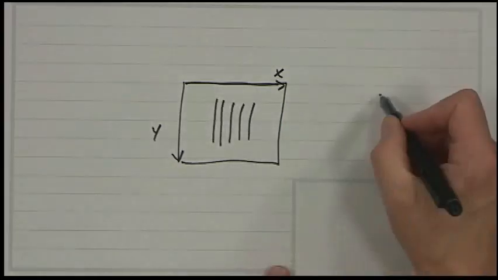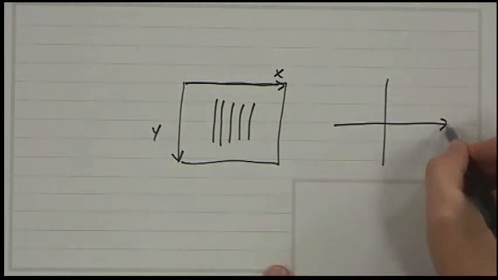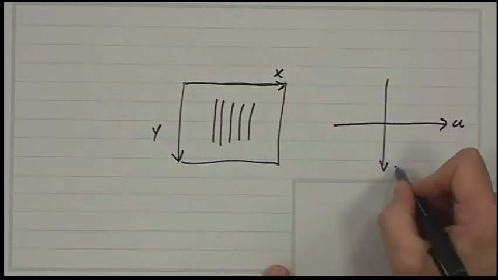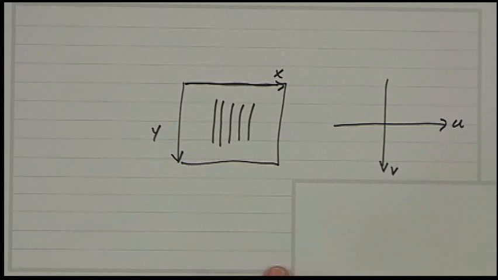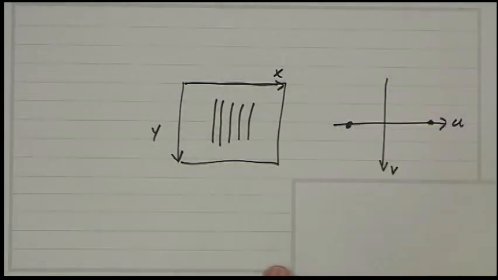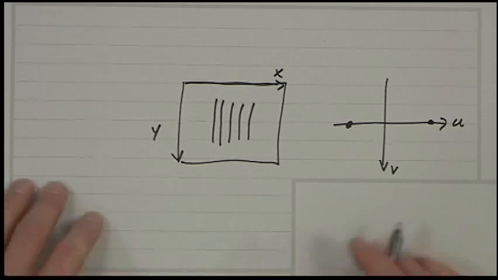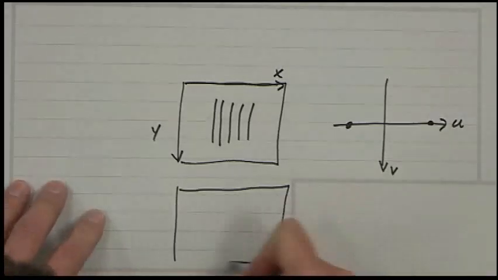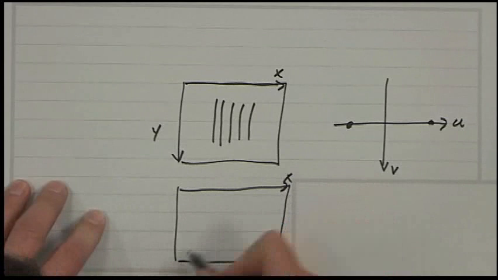Those have high frequencies. So this would be U, and I guess we could draw V down this way just to keep things consistent. So that would have high frequencies here and here, right? And if you have, this is X and this is Y.